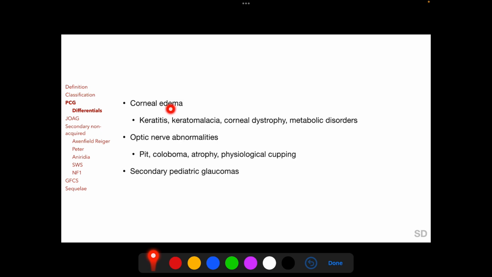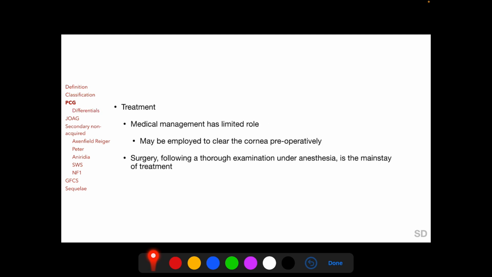Corneal edema in infants and young children can also occur from keratitis, keratomalacia, corneal dystrophy, and metabolic disorders, and optic nerve abnormalities such as optic nerve pit, optic nerve coloboma, atrophy, and physiological cupping may resemble cupping of pediatric glaucoma. And secondary pediatric glaucomas with associated ocular or systemic comorbidities must be differentiated from primary pediatric glaucomas. Treatment of primary congenital glaucoma is surgery following a thorough examination under anesthesia, and this we will discuss in the next session.